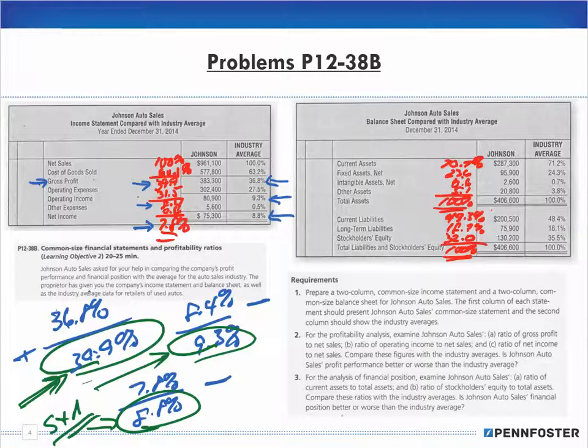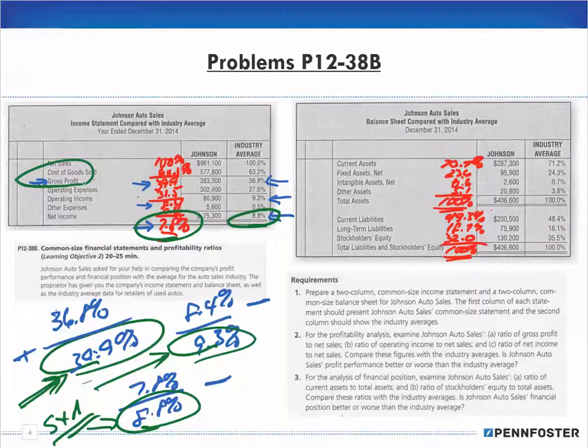So you can sit here and look at this 7.8% as compared to the 8.8%, and just say, is my profitability up or down? Well, yeah, that's down, but why is it down? It's down because our selling and admin expenses are greater. We're actually doing much better than the industry average as far as gross profit is concerned.